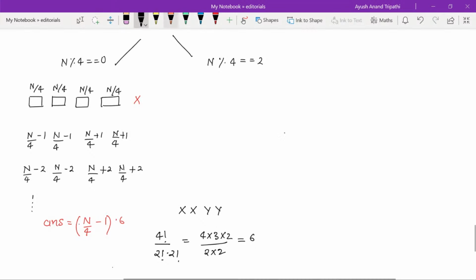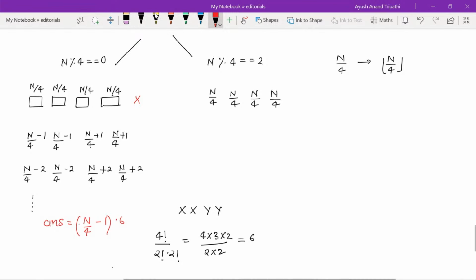Right? Then the second case, when n mod 4 is equal to 2. In this case, how many valid partitions are there? Again, we'll divide it into four parts. Let's say n by 4, n by 4, n by 4, and n by 4. And this time I'm taking the floor value. So when I say n by 4, this means the floor value of n by 4. Don't get confused with this. So one partition could be n by 4, n by 4, n by 4, and n by 4, right?